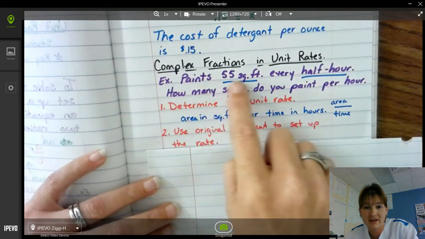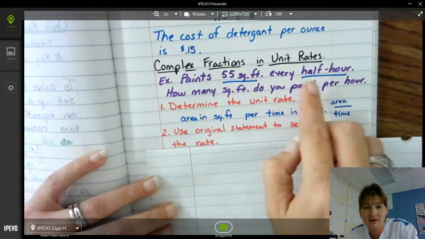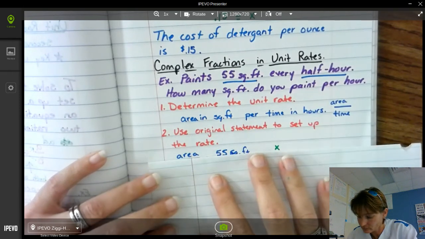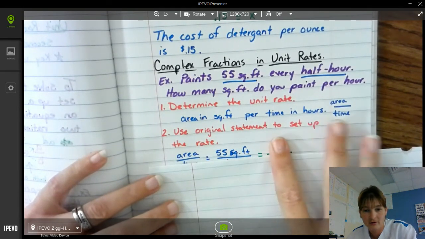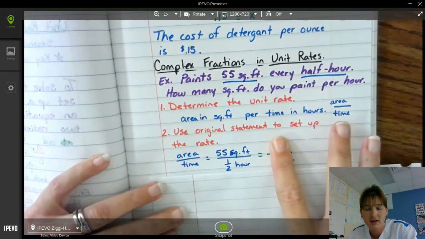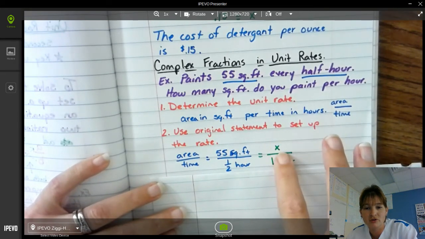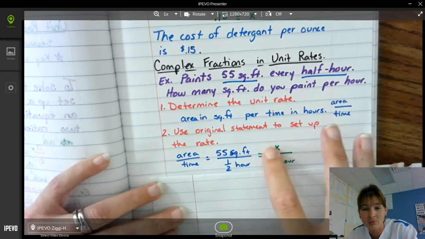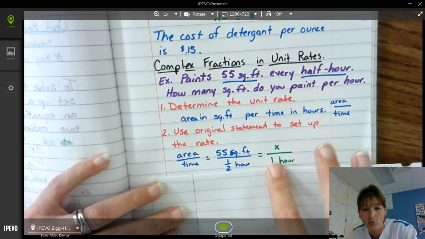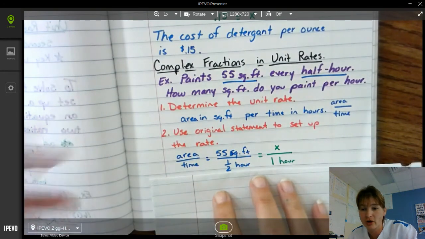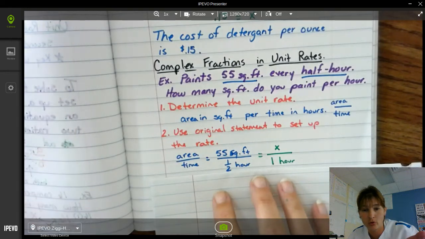So your original statement here that I've underlined in blue, 55 square feet for the half hour, is right here. Okay, 55 square feet for the half hour. And then you're going to equal it to what you're trying to look for. You're looking for how much area you can do for 1 hour. Okay? You're going to solve this just like we've solved with the whole numbers.